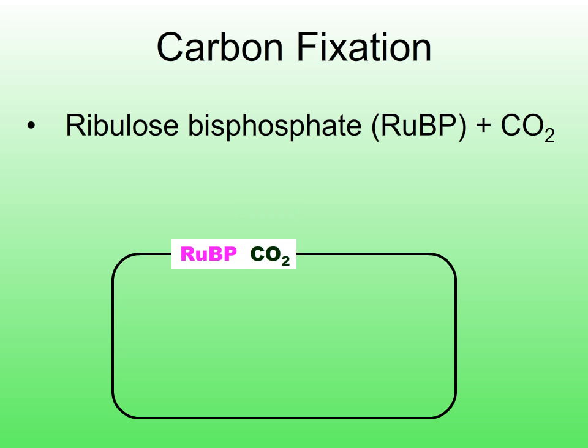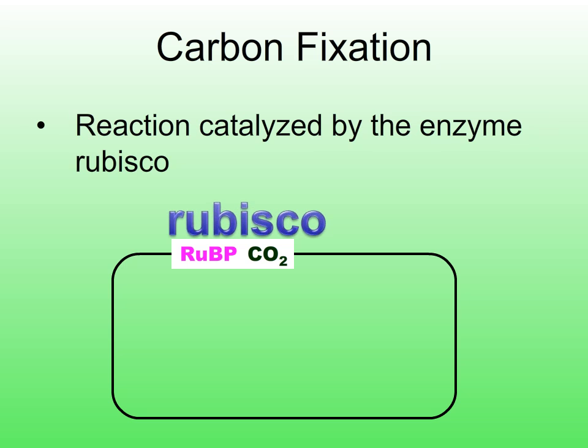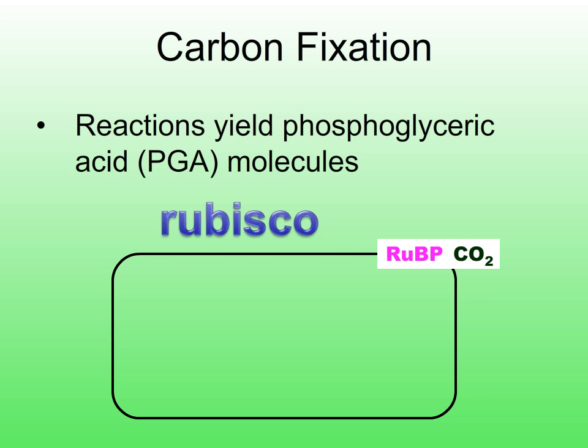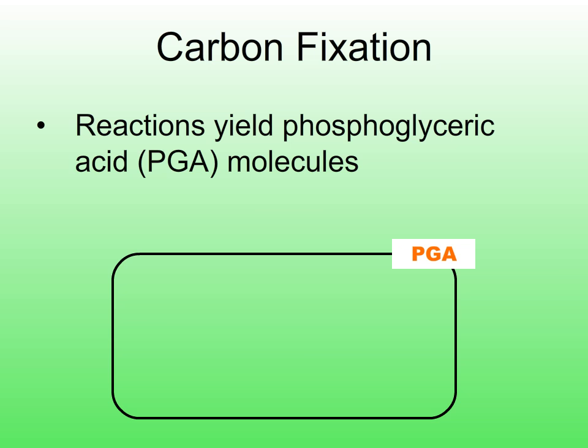As 6 molecules of carbon dioxide enter the cycle, they react with 6 molecules of ribulose bisphosphate, or RUBP. This first reaction in the Calvin cycle occurs because an enzyme called Rubisco catalyzes the reaction. The RUBP reacts with carbon dioxide to form 12 molecules of phosphoglyceric acid, or PGA molecules. This reaction is carbon fixation, the capture of carbon in the form of carbon dioxide to incorporate into organic molecules.